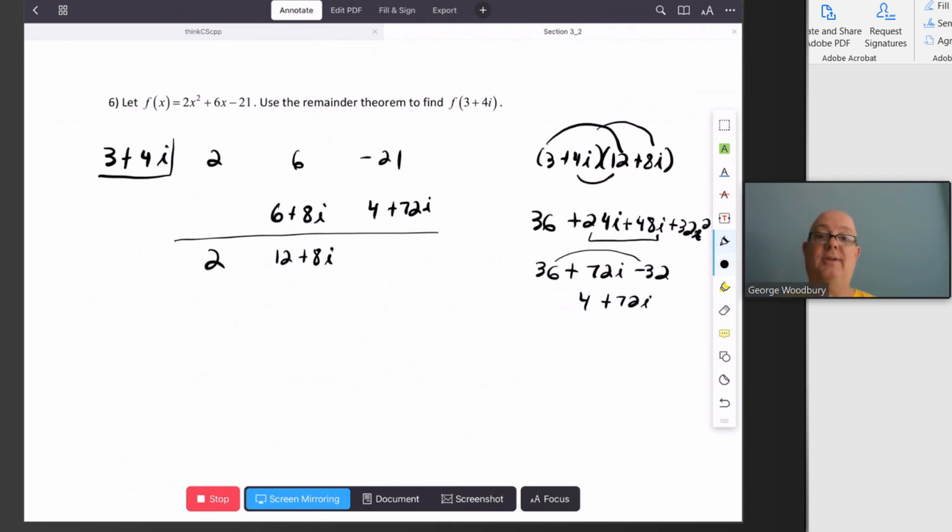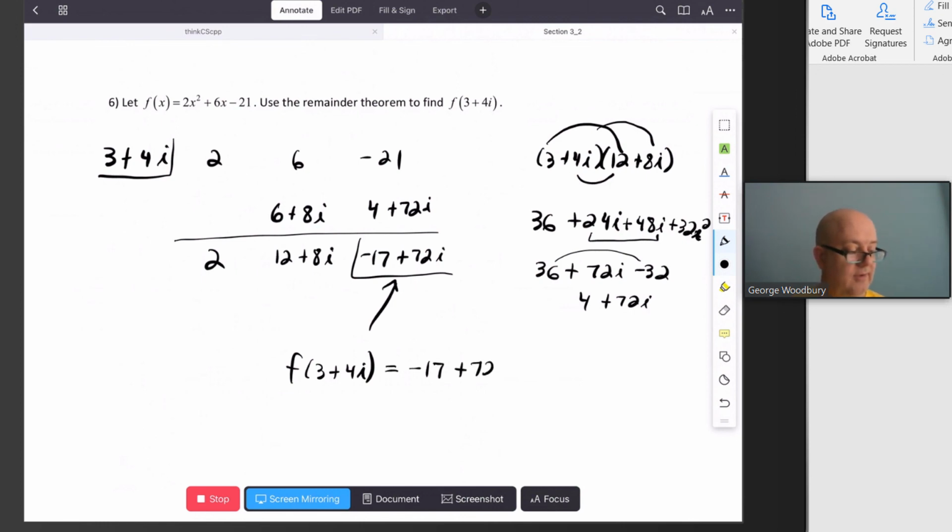And now I need to add these together. The real parts first. Negative 21 plus 4 is negative 17. And then I just bring along the plus 72i. That's the remainder. And that tells us that if we were to substitute 3 plus 4i for x, we would get negative 17 plus 72i out for the function.